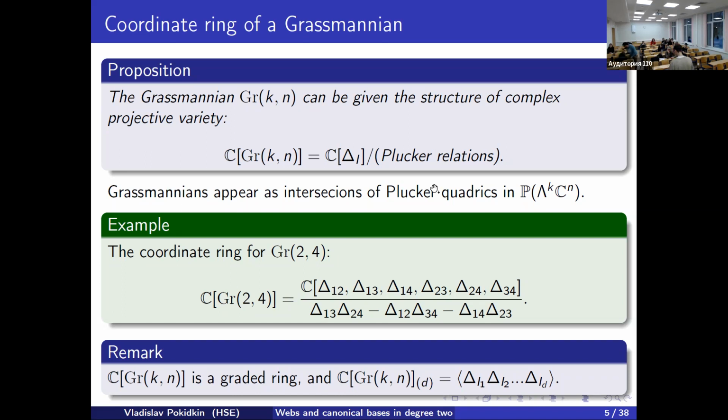For example, for the same Grassmannian, we will get such a coordinate ring. And we want to study this coordinate ring. It is a graded ring, and we want to consider some graded components.